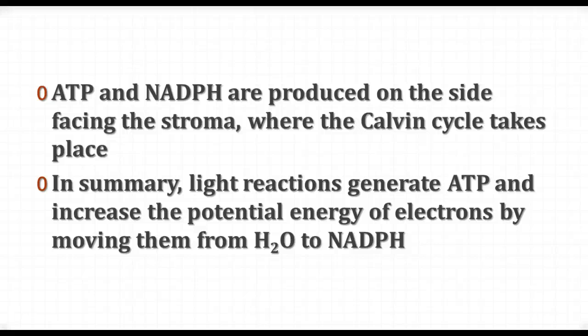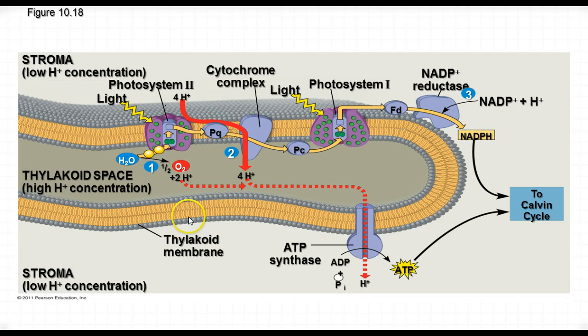So the light reactions make ATP and increase the energy of electrons. They're moving electrons from water to NADPH rather than, like we saw in respiration, water being the final step. In photosynthesis, water is one of the beginning steps. So here we have the whole chain.